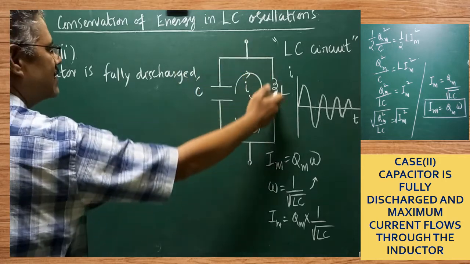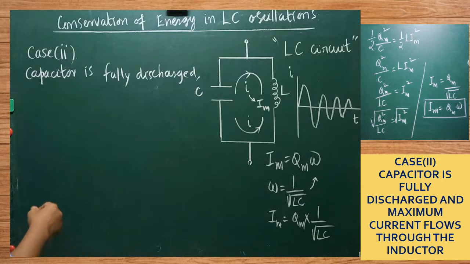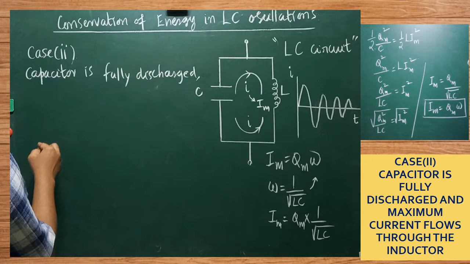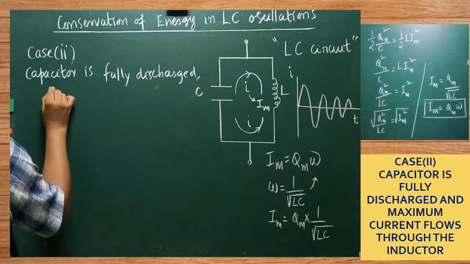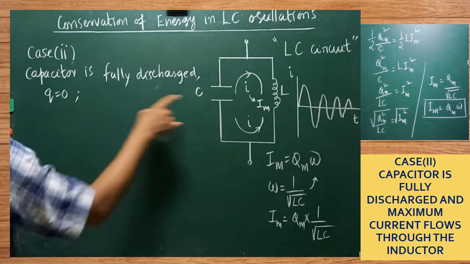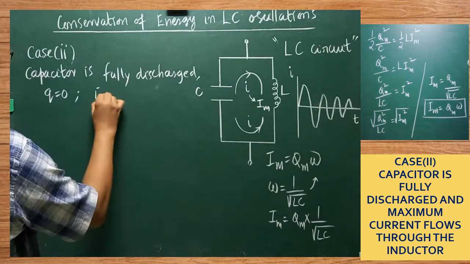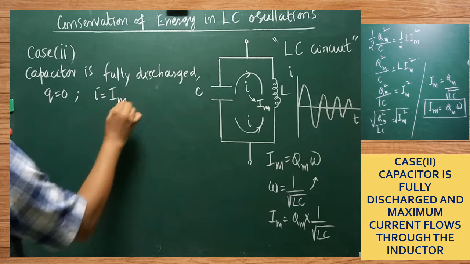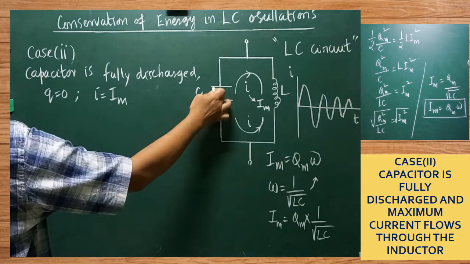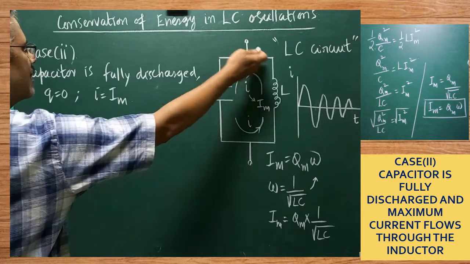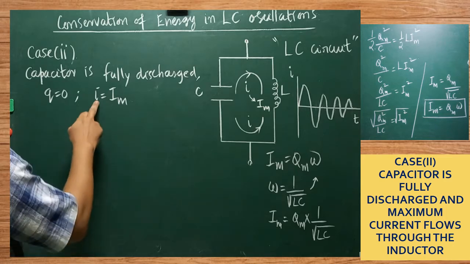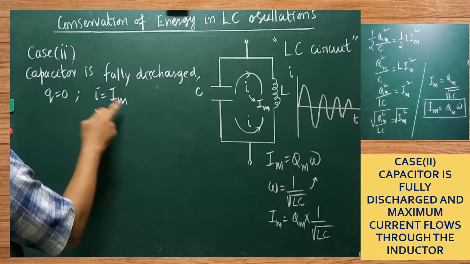When all the charges are passing through the inductor, the maximum amount of current will start to flow. Are you clear? So the charge within the capacitor becomes 0. Q will become 0 and the current passing through the inductor will become maximum current, which can be written as I is equal to Im. There won't be any charge. All the charges are left free and flowing through the inductor in the form of current. So I becomes Im, maximum current.